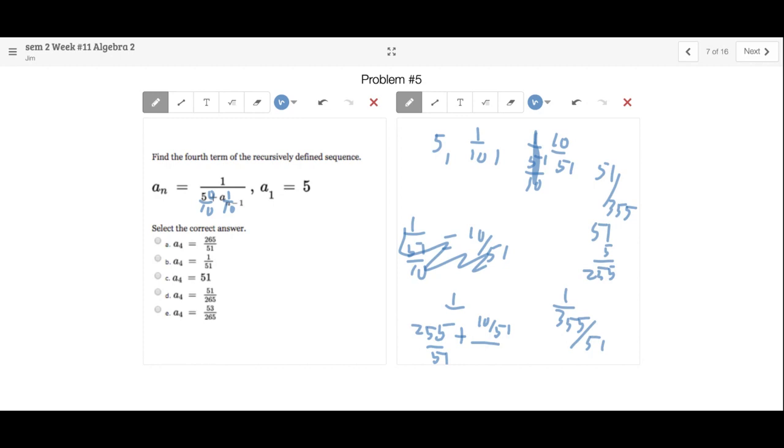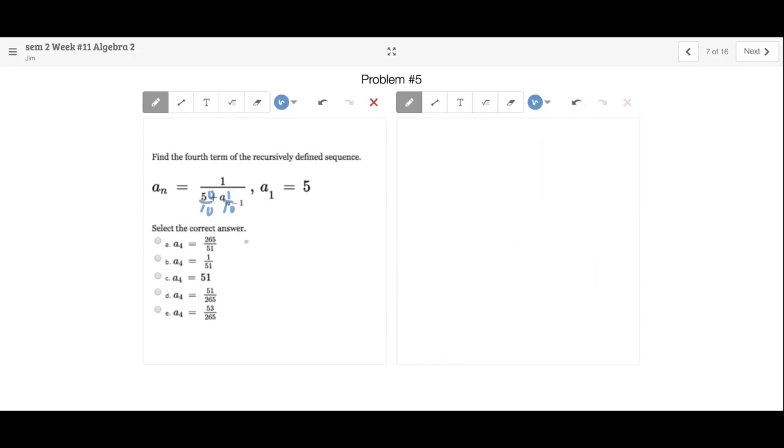So you have to know how to do fractions. I would never ask you to find the fourth term of a recursively defined function like this. So let me go through it slow. All right, so let's erase that. This is a recursively defined formula, okay? Which really means you have to take the previous term to get to the next term. So in this problem, I know the first term is 5, right? So let's find the second term.